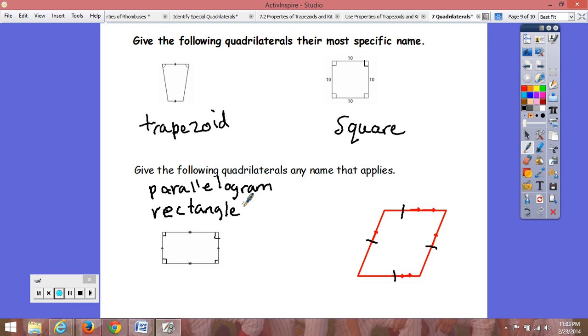And this next one on the right, again we have our 2 sets of parallel sides. So again we know that it is at least a parallelogram. And we also see that we have 4 congruent sides. So this is also a rhombus.